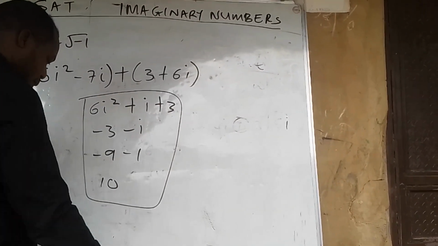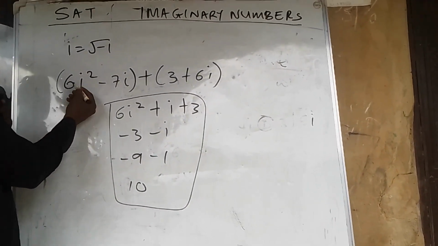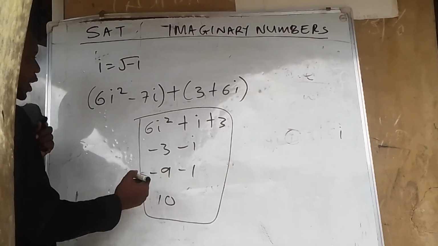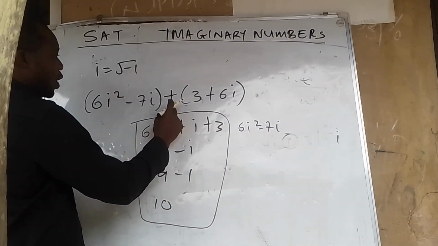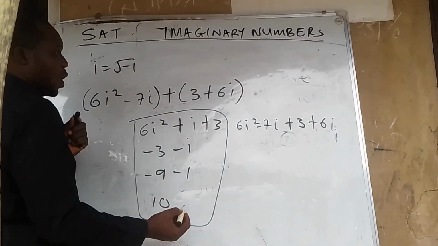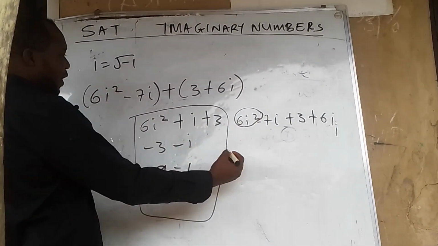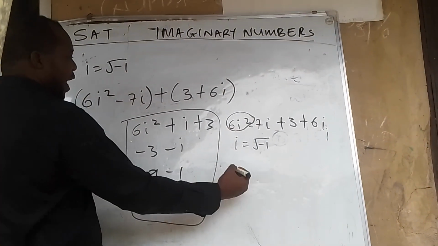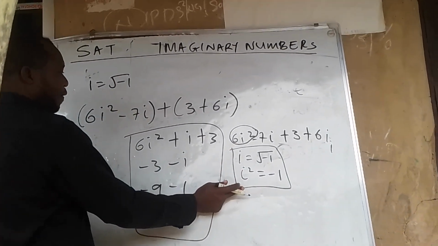Now, let us look at the expression. 6i squared. This is the main work here, because if we open the bracket, it's going to give us 6i squared minus 7i. Then open this one, that's plus 3 plus 6i. So our major work will be on this 6i squared. We have been given that i is equal to root minus 1. If you square both sides, that means i squared is equal to minus 1. Okay? So this is the fact.